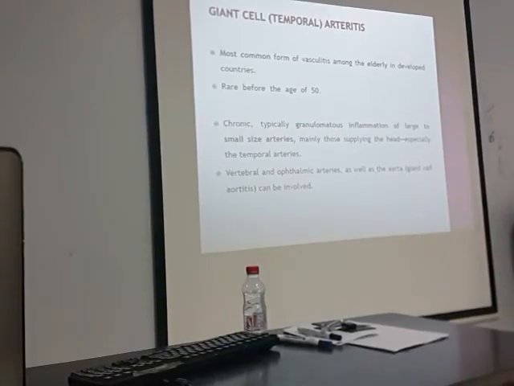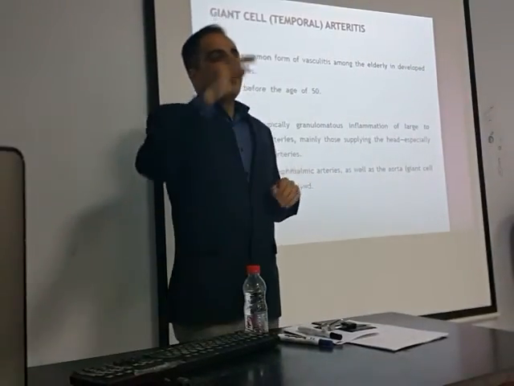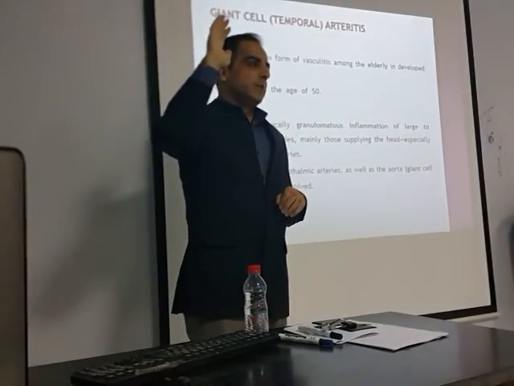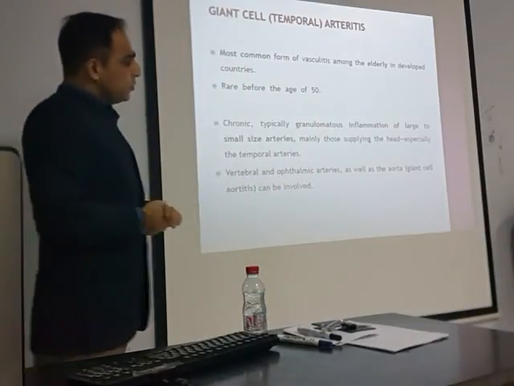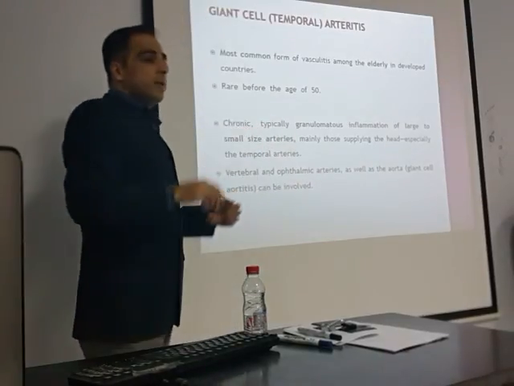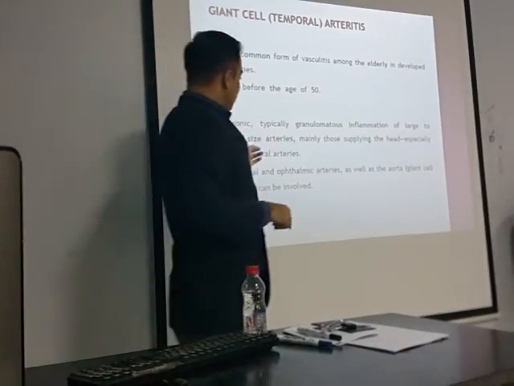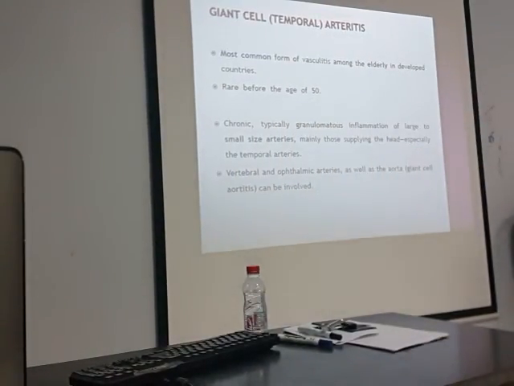So this is the most common form of vasculitis in the elderly, in the developed countries, present above the age of 50 years. So above 50 you will say giant cell arteritis. You will find a granulomatous inflammation which is involving large to medium sized, even the small sized arteries. So there is overlap, but predominantly it will be affecting the large.